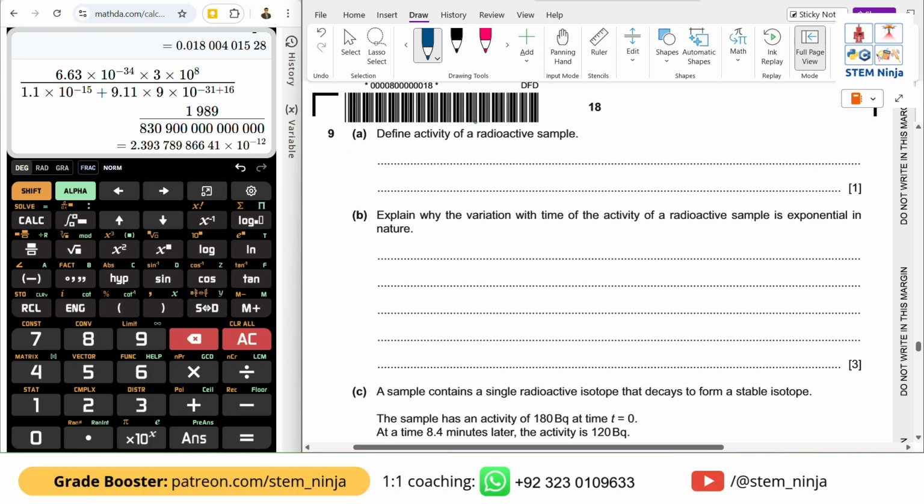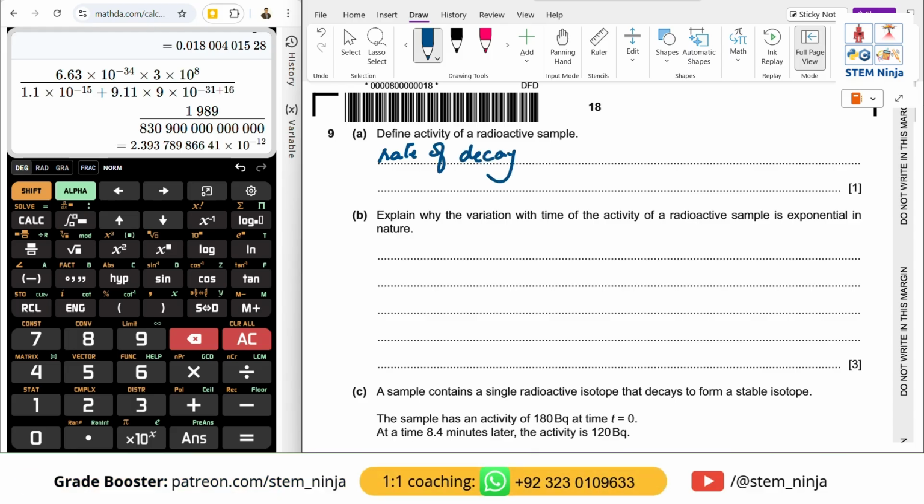Okay, going back, define activity. It's the rate of decay of a radioactive sample.